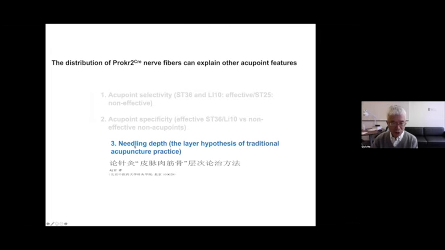Another issue about acupuncture is called needling depth, how deep you put the needle into the muscle. I discussed this part a lot with one of the professors from the Beijing University of Traditional Chinese Medicine. One of the crucial acupuncture stimulation parameters is called the layer hypothesis.